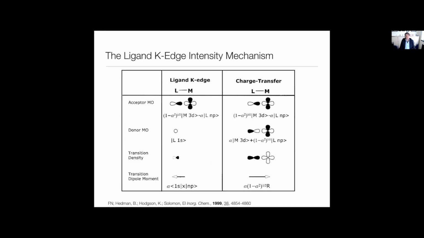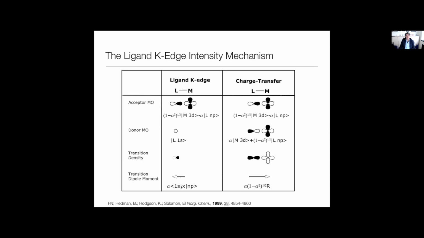There was an interesting analogy, and I think that probably was the first thing I did in theoretical X-ray spectroscopy more than 20 years ago, and that is contrasting the ligand K-edge intensity mechanism with an optical ligand to metal charge transfer transition. And the big difference is that in the case of a ligand K-edge transition, the donor molecular orbital is a very localized 1s orbital, whereas the acceptor orbital is a delocalized molecular orbital containing the chlorine character.